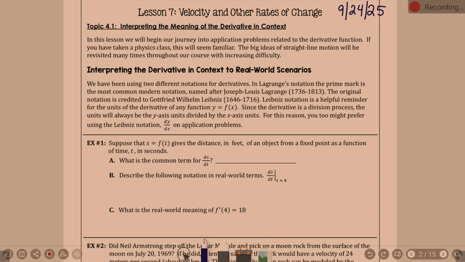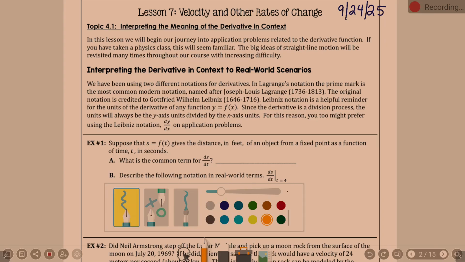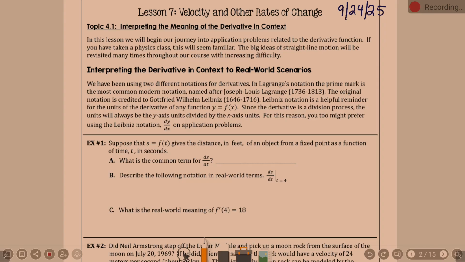Now, part of what we're doing is interpreting the derivative in context to real world scenarios, like if it says the derivative of 5 equals 10, what does that mean in that scenario? So one thing to point out, there's a couple different derivative notations.